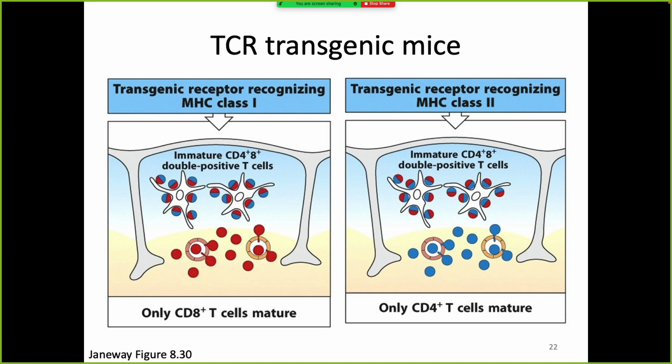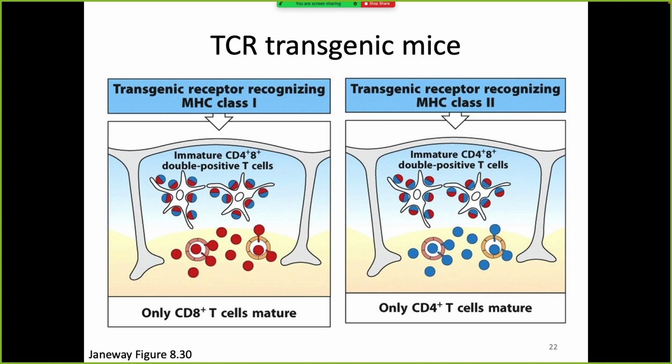Alternatively, if you made a mouse where the transgenic receptor recognized a peptide on MHC class 2, you could get only CD4 T cells to mature. And so this helps us understand how MHC is involved in T cell development. Other modifications of these experiments helped us understand some other steps of T cell development.